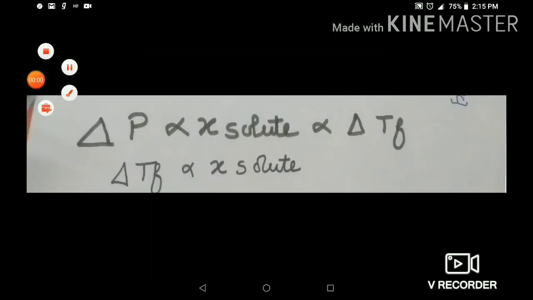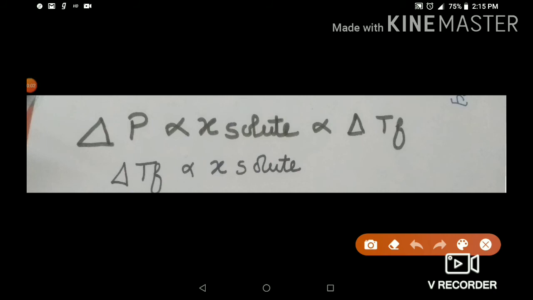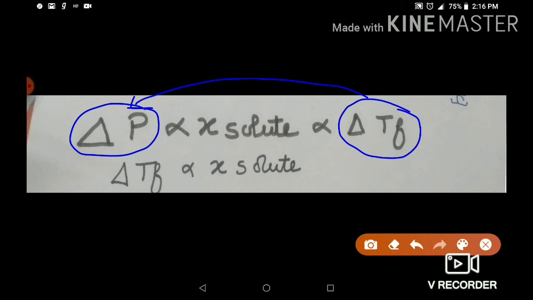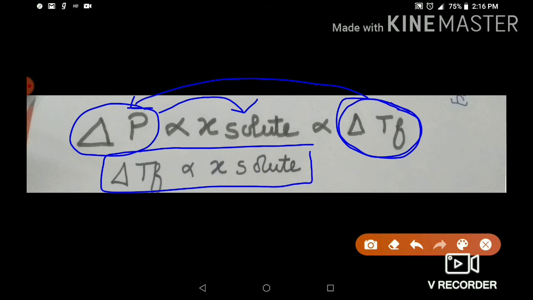Let us derive the formula for depression in freezing point. So we know that depression in freezing point is directly proportional to lowering of vapor pressure. That means the more the lowering of vapor pressure, the more the depression of freezing point. And lowering of vapor pressure is also directly proportional to the mole fraction of solute. That means delta TF will also be directly proportional to the mole fraction of the solute.